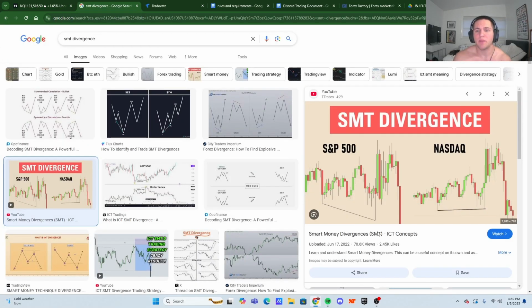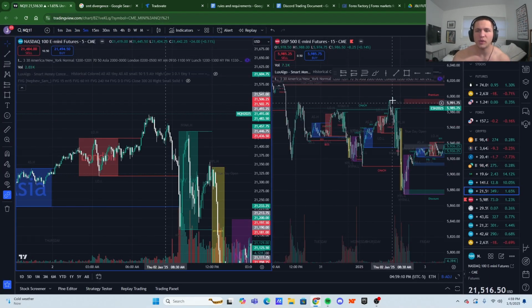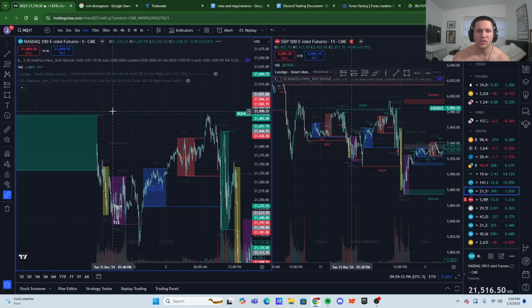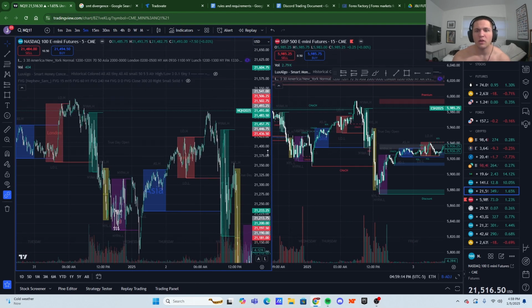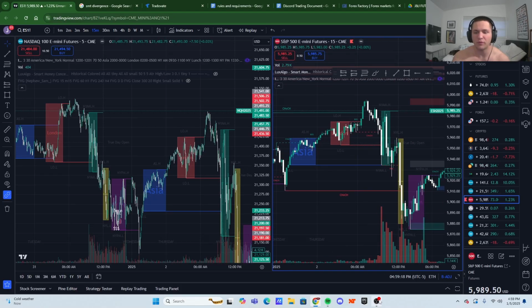But you look at both ES1 and NQ1, and you watch their movements, and then, like I said, liquidity sweep on one, but no liquidity sweep on the other, that's an SMT divergence, which is a sign for reversal. So yeah, that's how SMT divergences work. Once again, T-Trades has a great video on it that I recommend you guys check out.